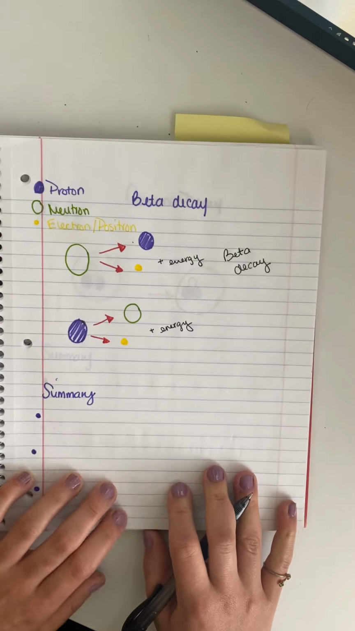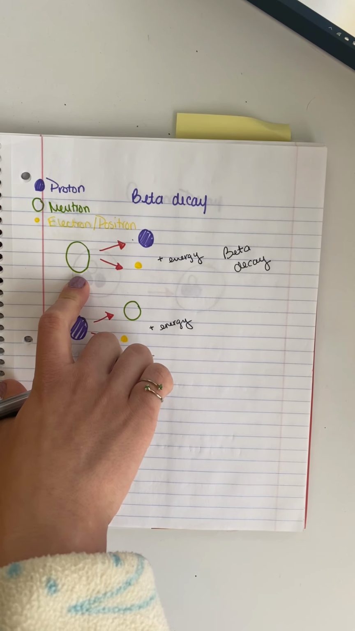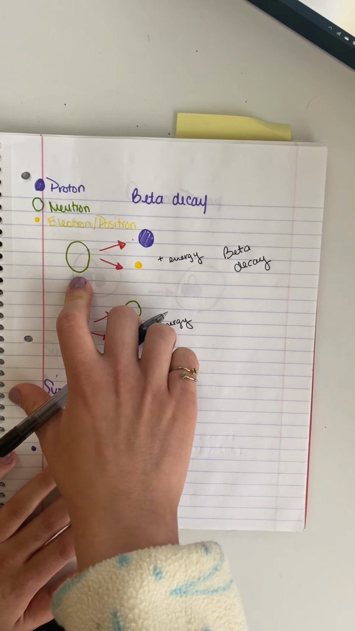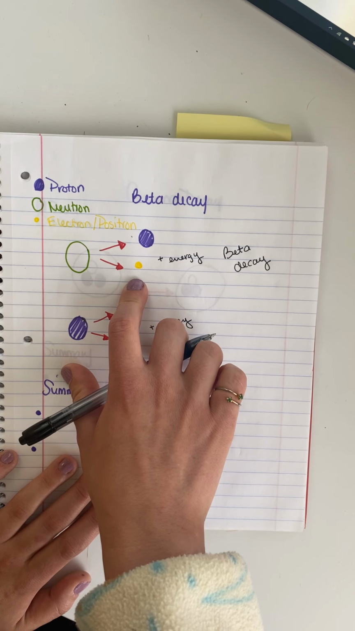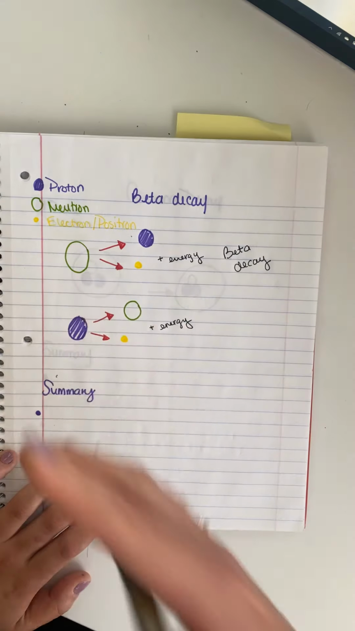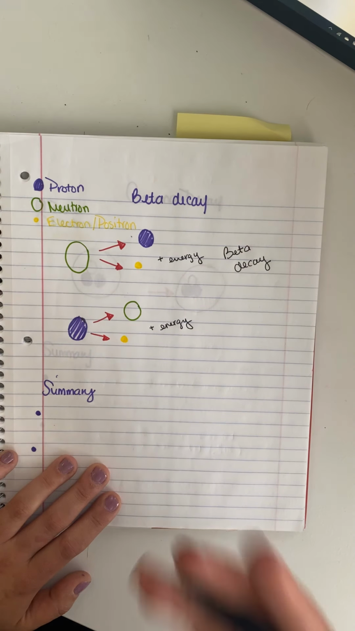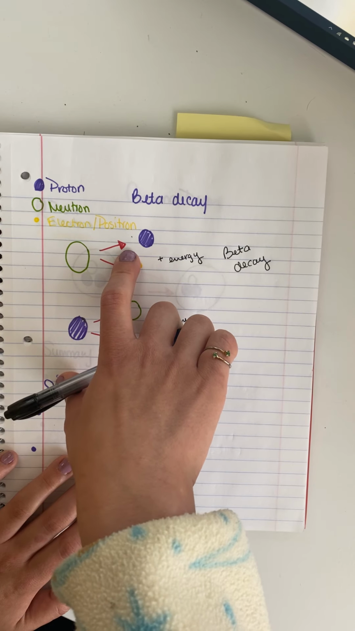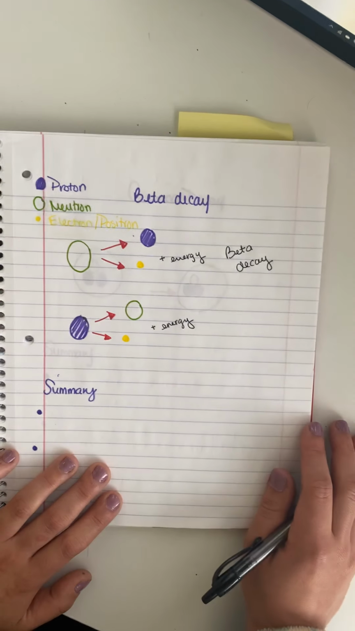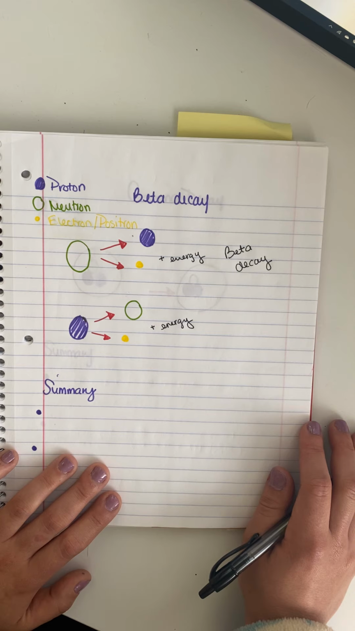And that is when I have a neutron and it decides I shouldn't be a neutron anymore. I'm going to turn into a proton and an electron. So I do change my element. So that neutron becomes a proton, meaning it's going to go up 1 on the periodic table and turn into an entirely new element.